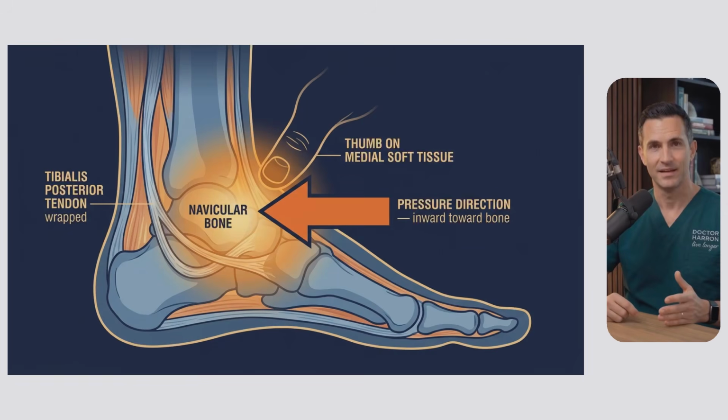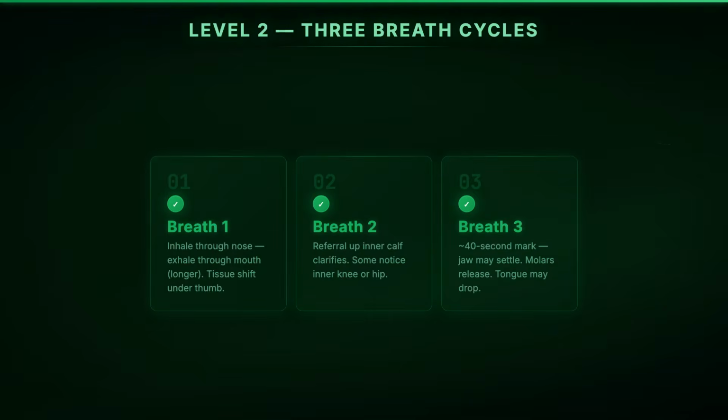Position is the same. Thumb on the navicular's medial soft tissue. Firm, steady pressure. This time, you are going to breathe deliberately. 3 full breath cycles. Inhale through the nose, slow and full. Exhale through the mouth, slightly longer than the inhale.